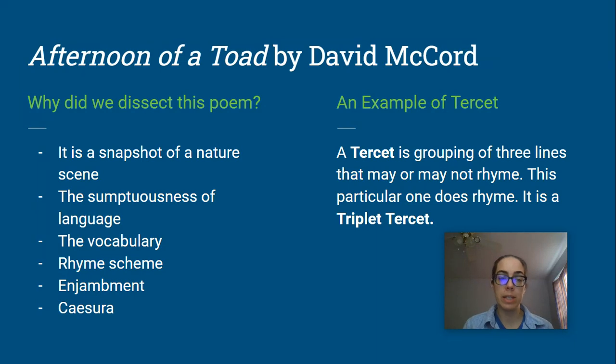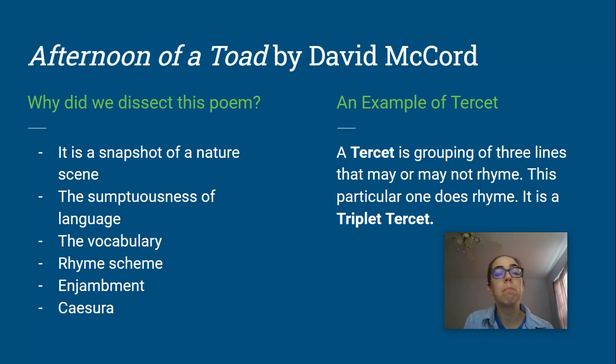But why did we dissect this poem? It is a snapshot of nature, which a lot of poems are. Poets like to talk about the natural world. And I put the sumptuousness of language. I use sumptuousness on purpose, because it is a ridiculous word that if you were to say in conversation, your friends would probably say, "Why did you choose the word sumptuous?" But the lovely thing about poetry is you can use all of those words that you don't normally use in your everyday life, and you get to stick them in verse, and it sounds unbelievably beautiful.